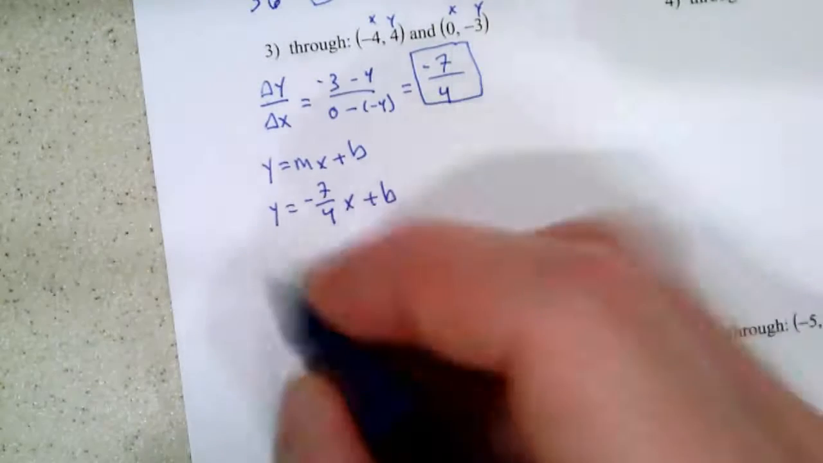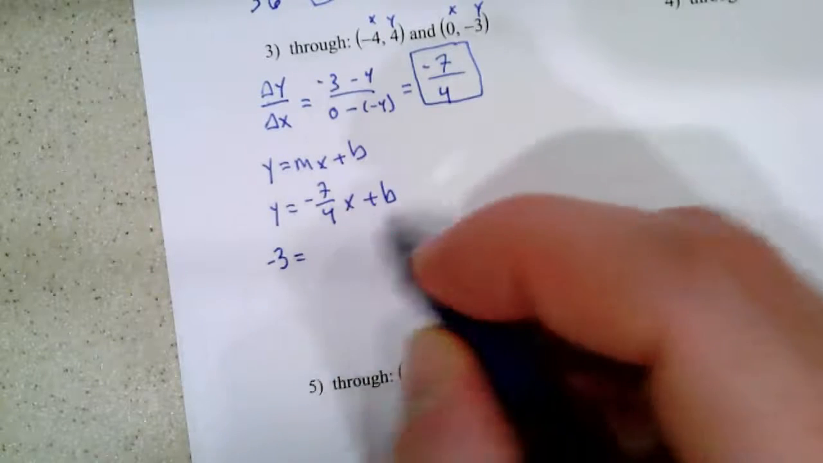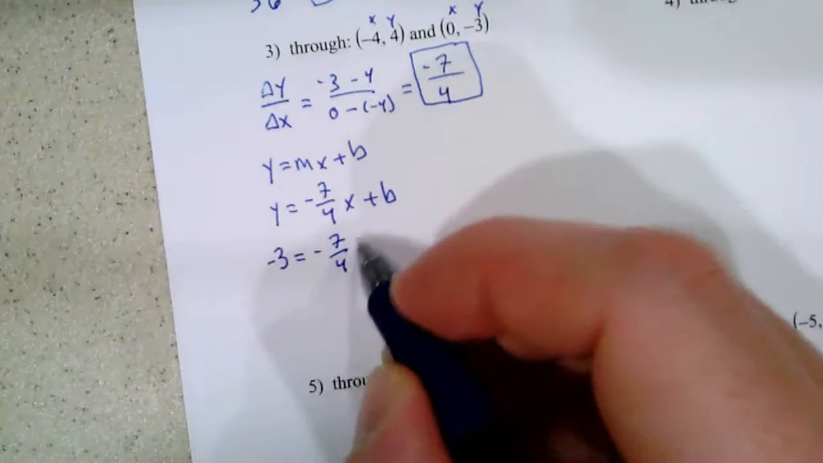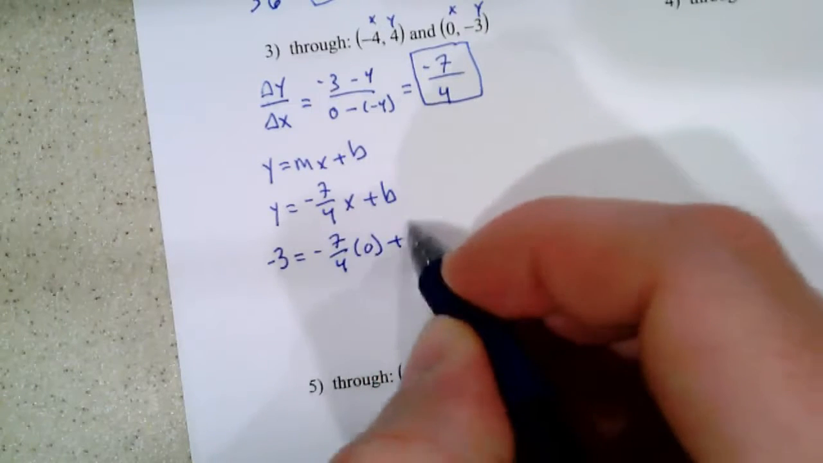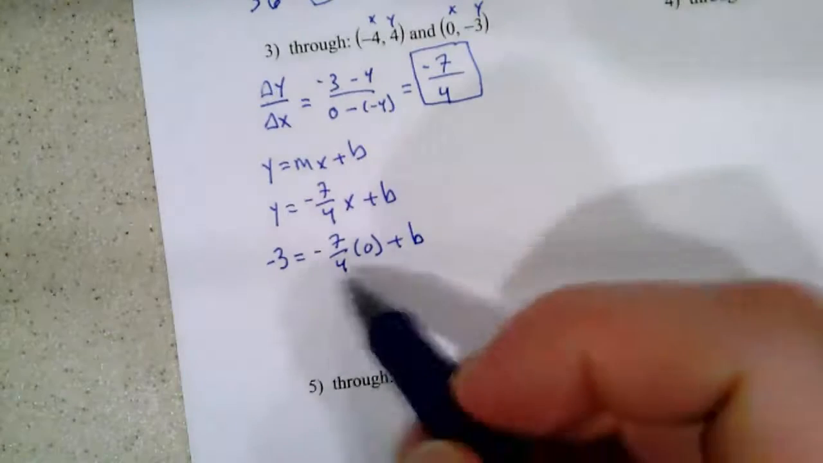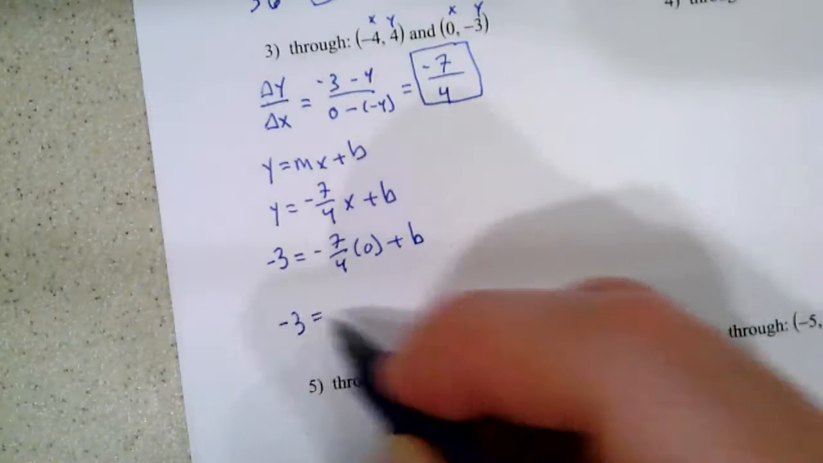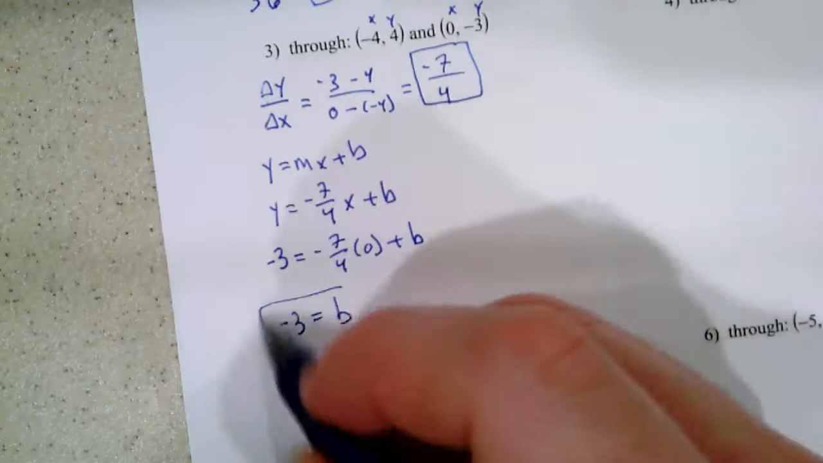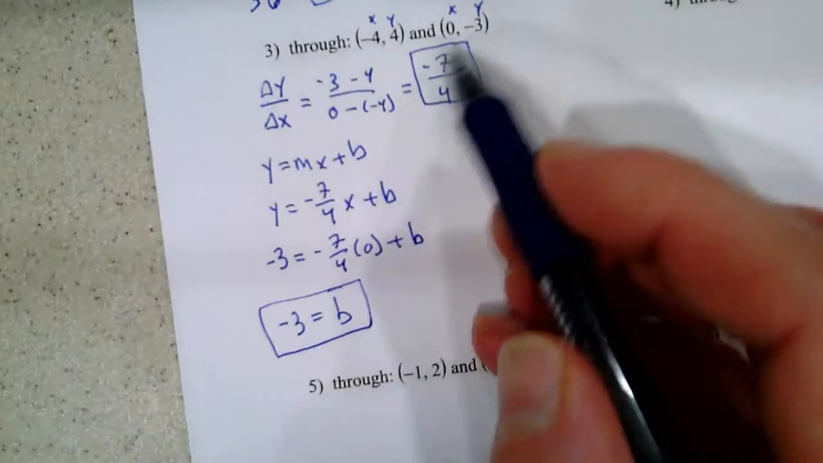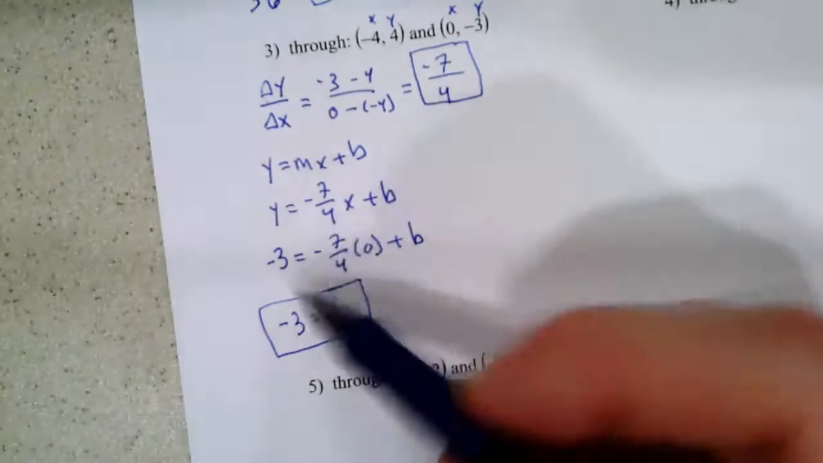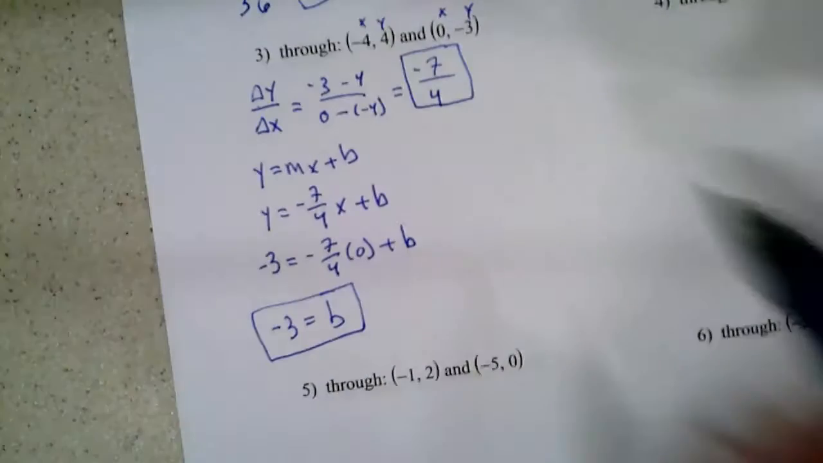We're going to replace the y with a negative 3. We're going to replace the x with a 0. Plus b. And negative 7 fourths times 0 is 0. So the fraction goes away. Negative 3 equals b. And we're done. Also notice at this point here with 0, negative 3, it actually is the y-intercept. I probably could have just avoided all of this, but I want to be thorough.